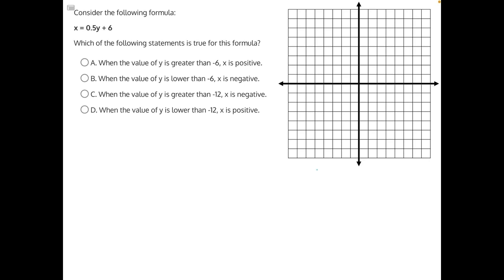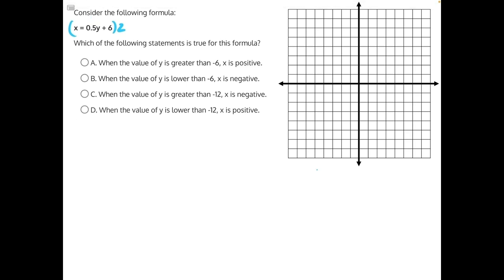Consider the following formula. Which of the following statements is true for this formula? To solve this question, we're going to need to graph the equation, and to do that, we'll need to find our intercepts. And before we do that, let's go ahead and multiply this entire equation by 2 to get rid of this decimal right here.